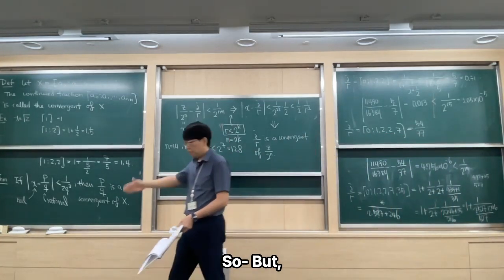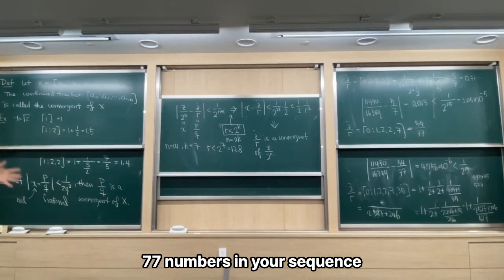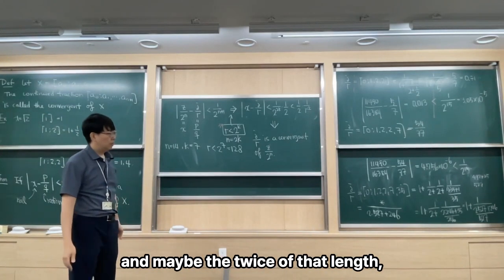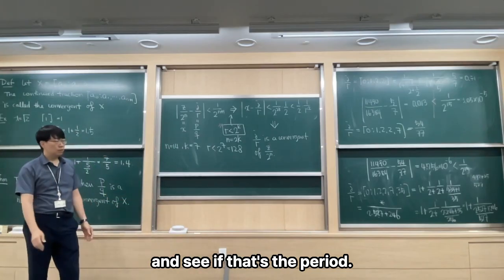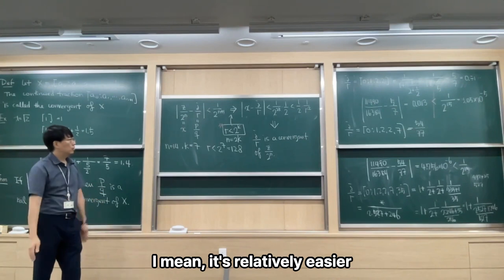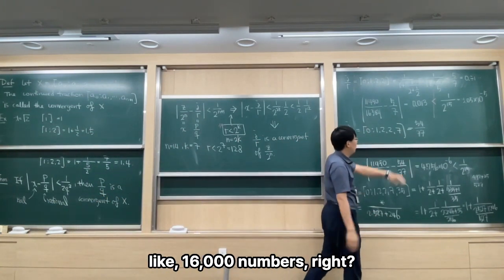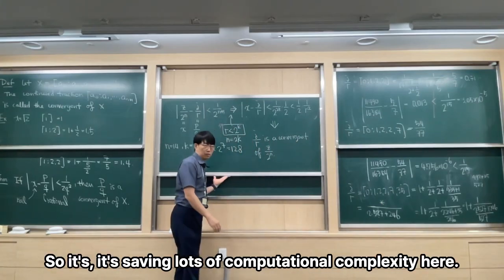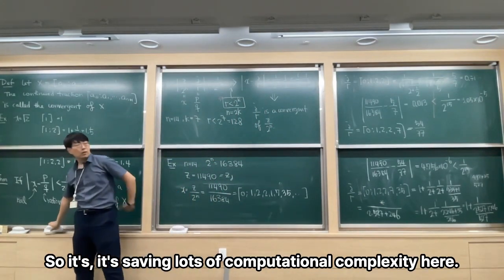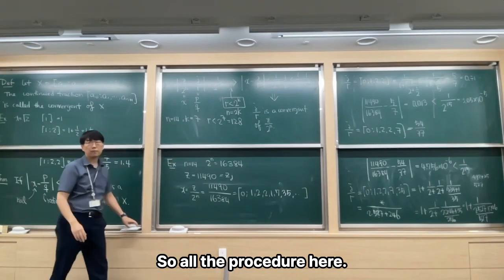But imagine that you can go through the first 77 numbers in your sequence, and then maybe twice that length, and see if that's the period. It's not at all hard. It's relatively easier than going through all the like 16,000 numbers, right? So it's saving lots of computational complexity here. Does that make sense? So that is all the procedure here.